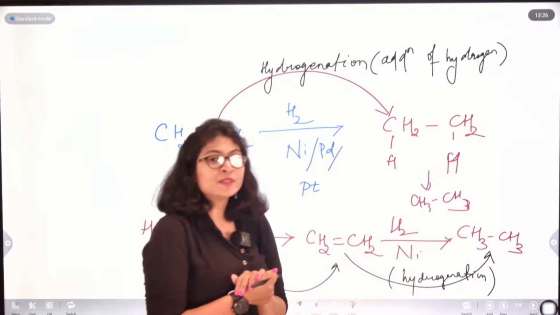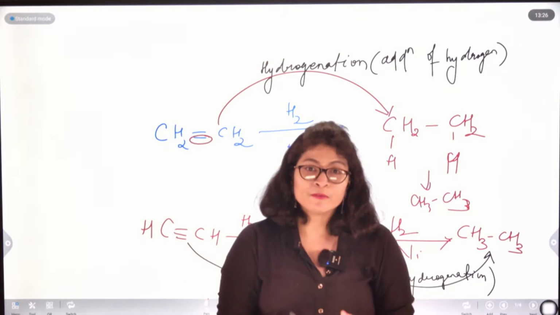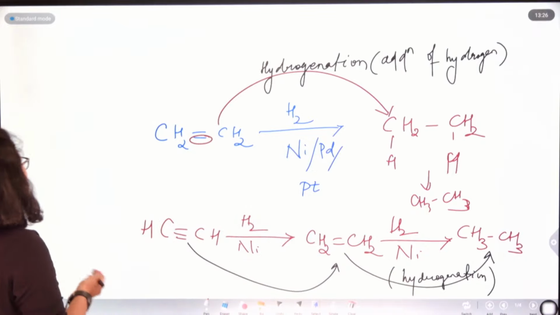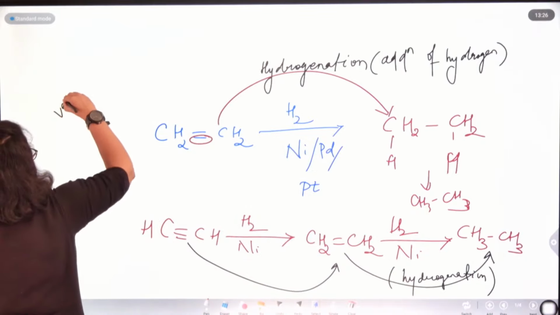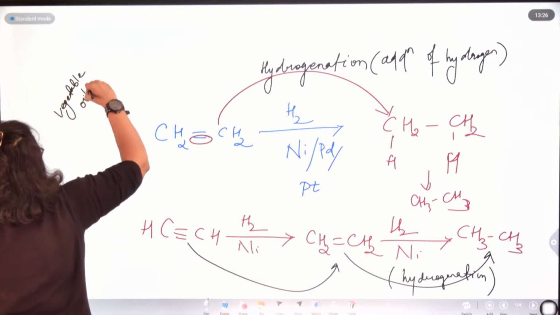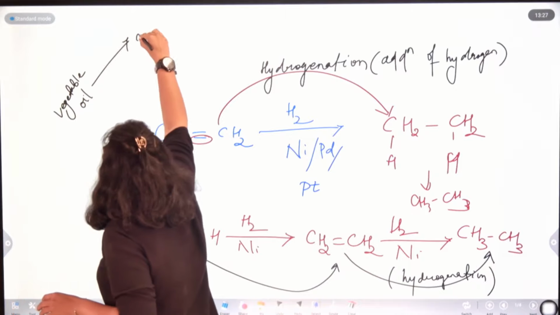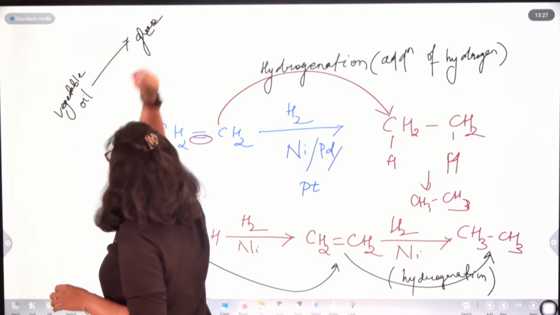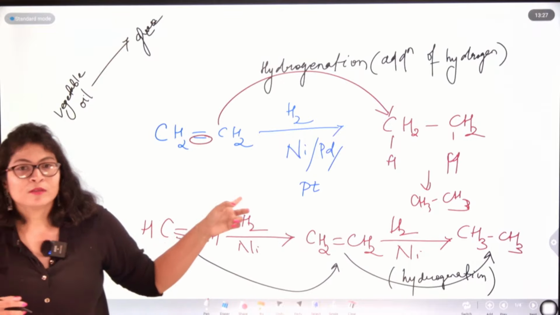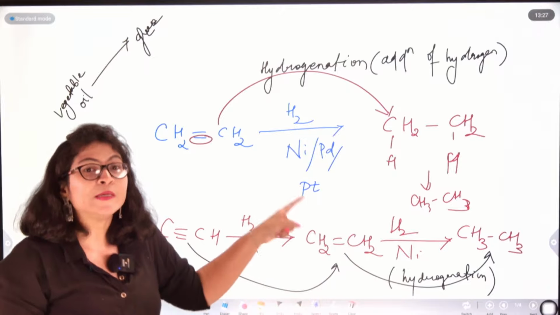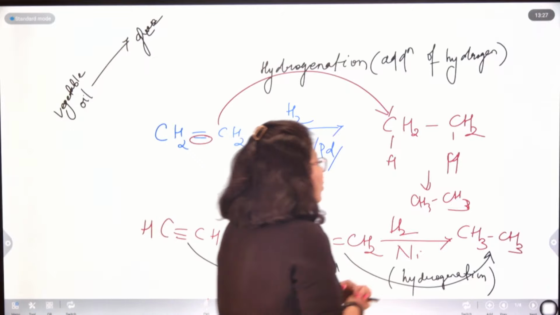And we have a physical application in our day-to-day life, a physical significance of this reaction: the process where we convert vegetable oil to ghee. By hydrogenation, we are converting vegetable oil to ghee. Okay, so this was all about addition reaction.